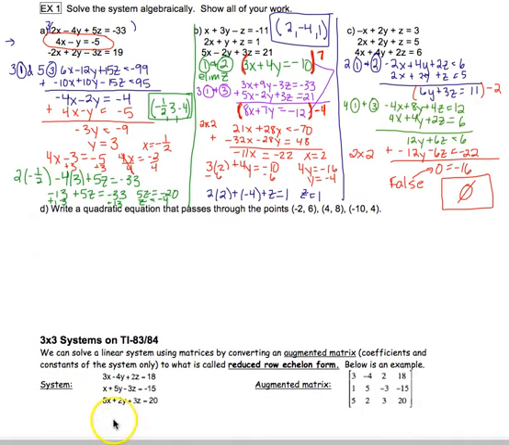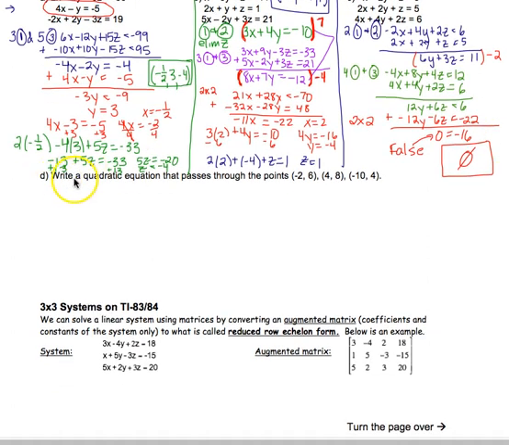All right, last one here. Write a quadratic equation that passes through the points negative 2, 6, 4, 8, and negative 10, 4. So these ones, obviously, it's not really a word problem, but we've got a little bit more going on than we do in these top 3 that are just straight algebra.